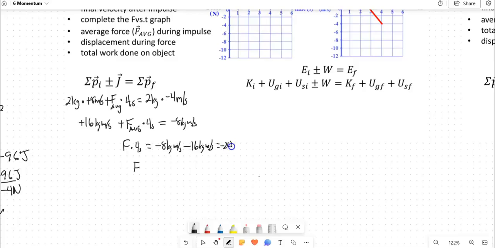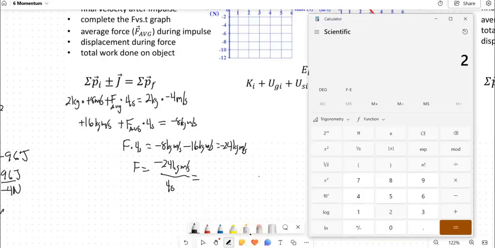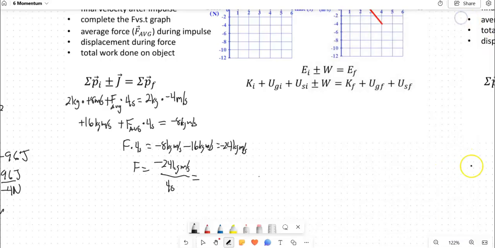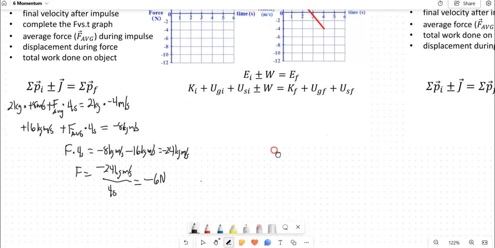Negative 24 kilogram meter per second, which we are just going to divide over 4 seconds. And that's just going to give us our average force. 24 divided by 4, I know that's 6. I just don't trust myself. So, which is going to be negative 6. So this is negative 6 newtons. So now we know the average force. Okay.